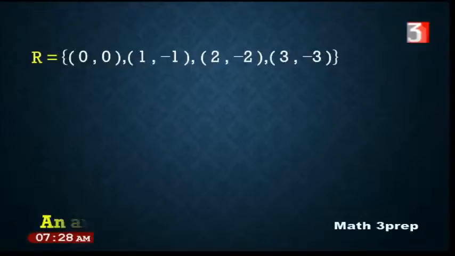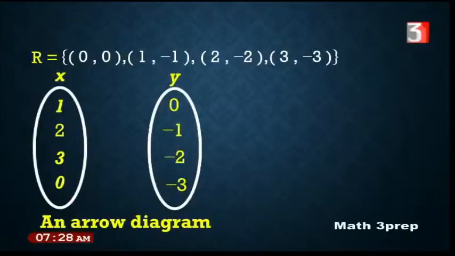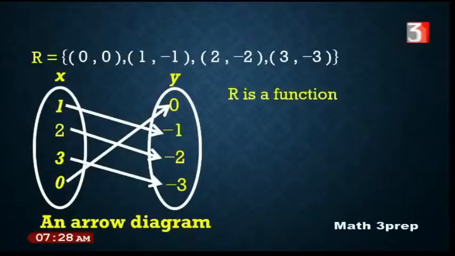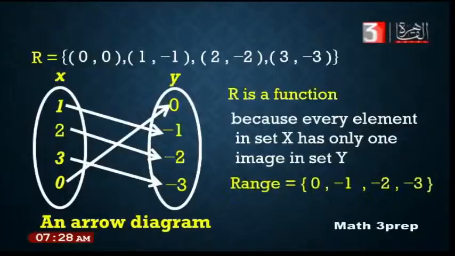And then by representing it by arrow diagram, so that's correct. 0 goes to 0, 1 goes to negative 1, 2 goes to negative 2, and 3 goes to negative 3. And here we can say that R is a function because every element in the set X has only one image in the set Y. And as it is a function, we can find the range. So the range will be 0, negative 1, negative 2, and negative 3.